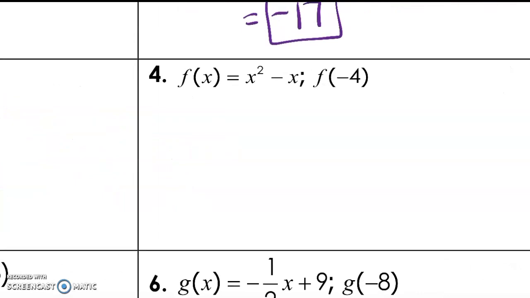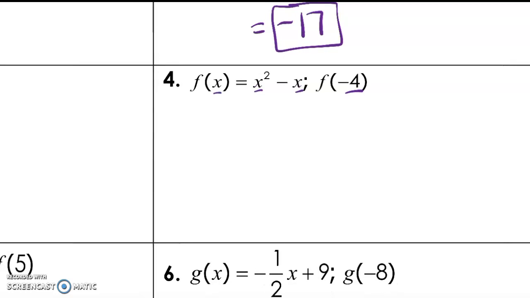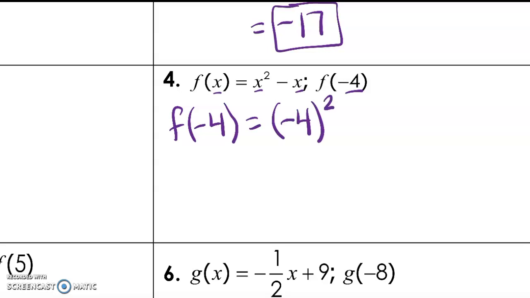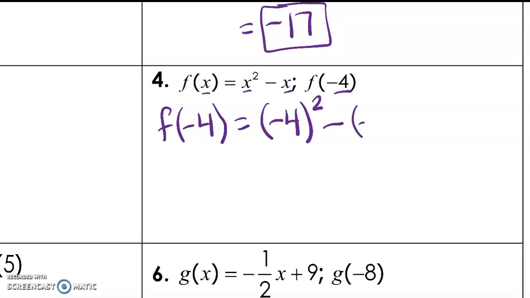Number 4, we're finding f of negative 4. Here we have exponents, so this time you have to be very careful, and you do need to put your negative 4 in parentheses for sure. f of negative 4 equals parentheses negative 4 with the squared on the outside. We are squaring negative 4 minus negative 4. I'm going to put it in parentheses just so we separate the minus and the negative.